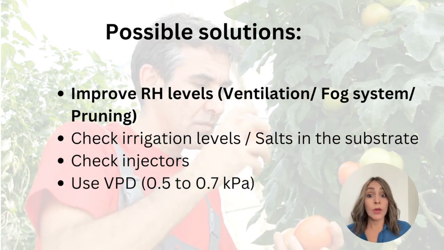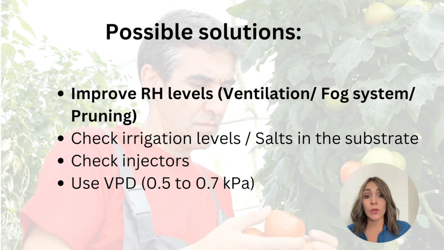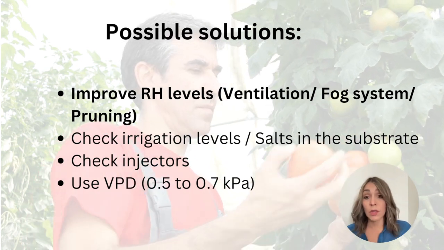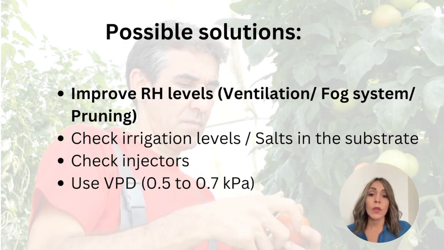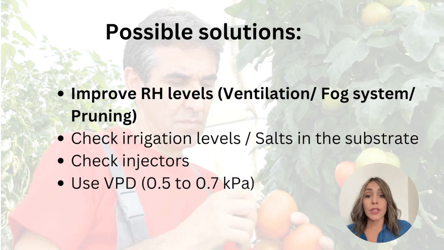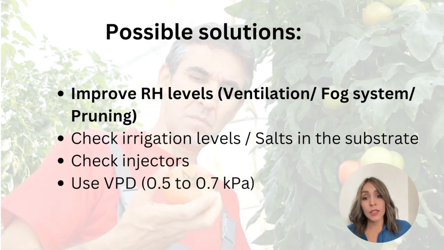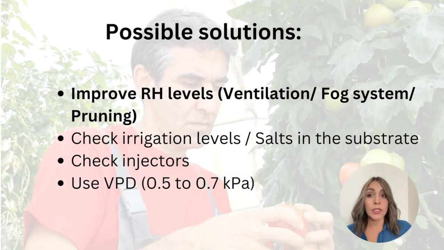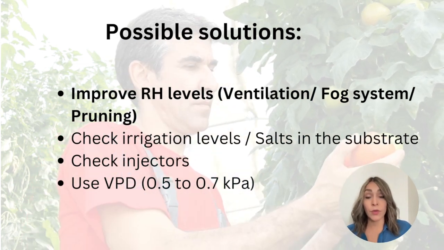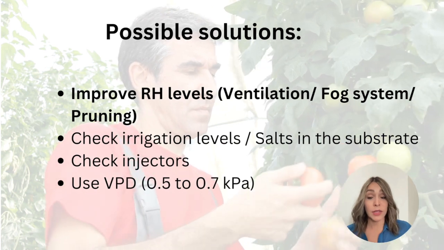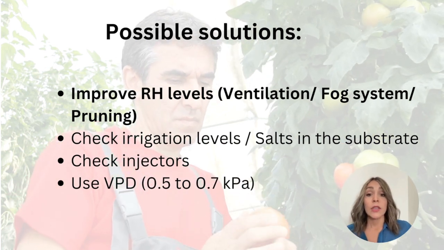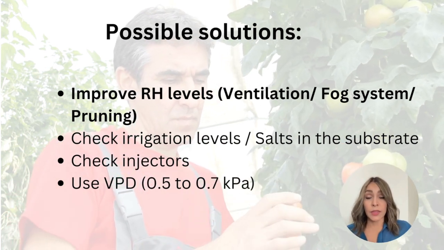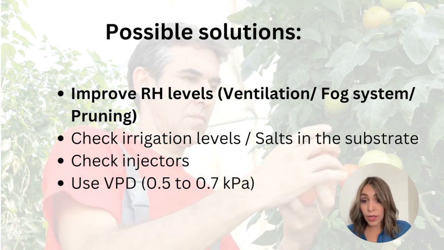And if you have very low relative humidity, then you can use the fog system or, for example, the wet wall. Second one, check irrigation levels and salts in the substrate. If we are not irrigating properly, if the plant is not receiving enough water, you will cause stress and the plant is going to close the stomata. So you need to check that the levels of irrigation are correct.